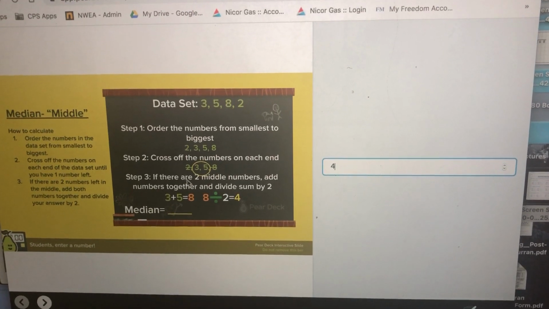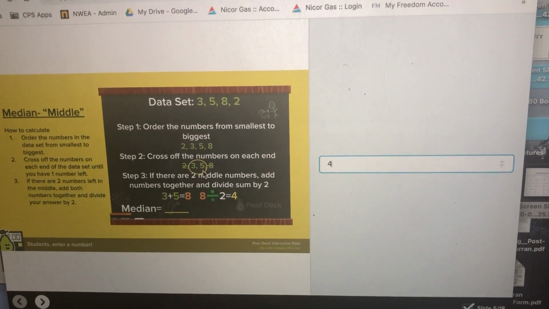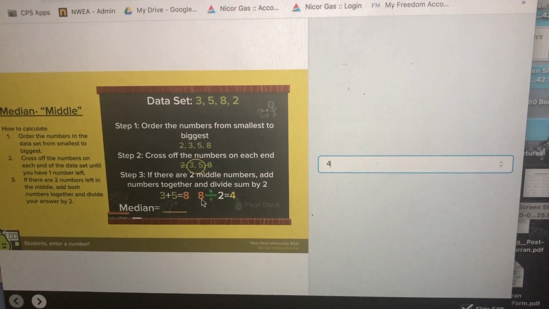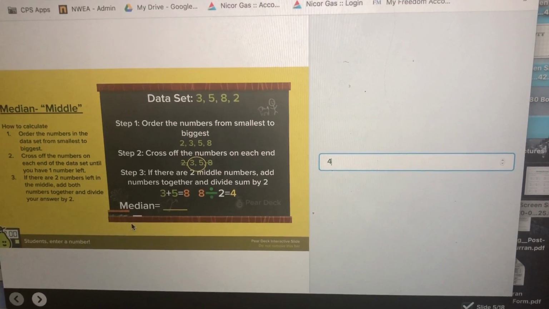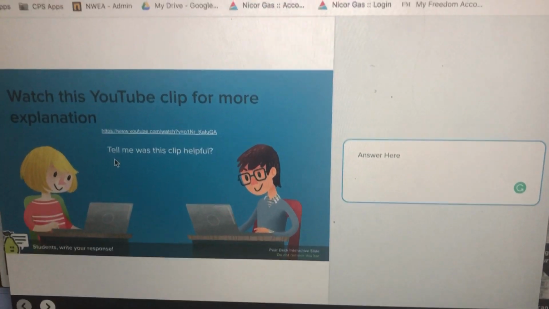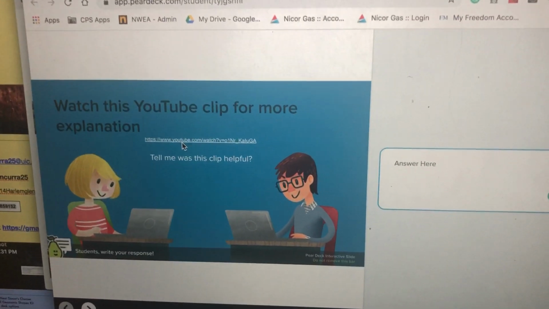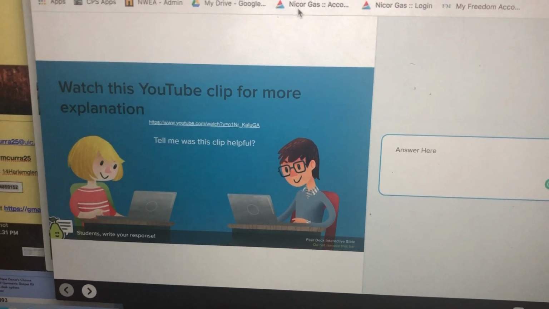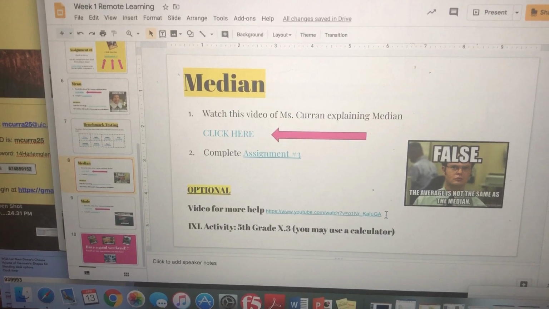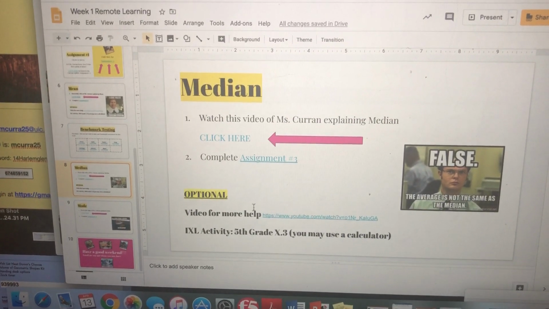Okay, so this one was a little different. We were left with 2 numbers at the end, which just means we had an additional step of adding them together and dividing that number by 2, which gave us our answer of 4. Okay, I included this YouTube clip in our optional videos if you would like to watch more explanation on how to find the median.